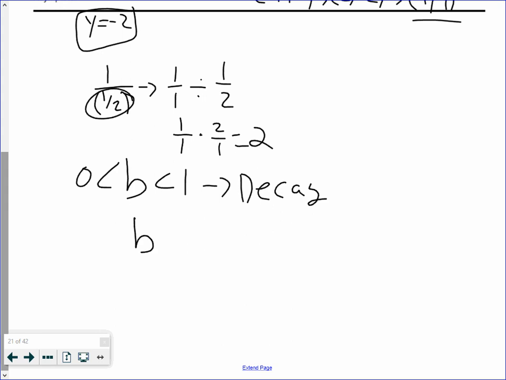But if B is greater than 1, that's going to be a growth function. So that is something you need to know, since we're never really going to tell you if it's a decay or a growth function. You should be able to see the equation and know by yourself. And that's how you know. If B is between 0 and 1, it's a decay function. And if B is greater than 1, it's going to be a growth function. And remember, for exponentials, B cannot equal 1.